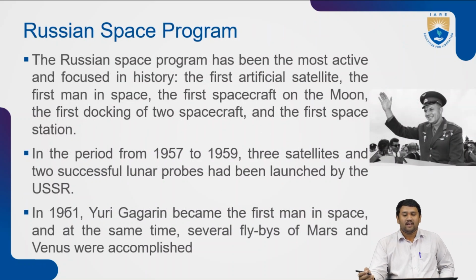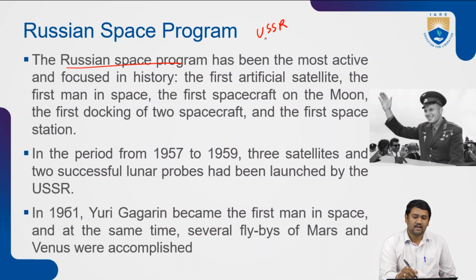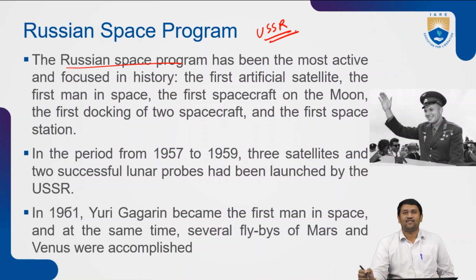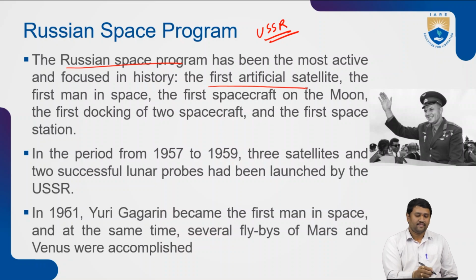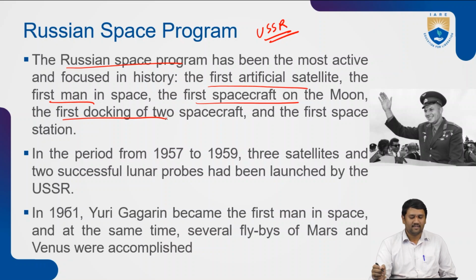Now, before going to others, we'll divide ourselves into the Russian, US as well as other space programs, so that you will better understand the different timelines through which the development has been made. Right? The Russian space program, earlier, before the division, also called USSR, was the most active and focused in history, because it has the credit of launching the first artificial satellite, first man in space, first spacecraft on the moon, the first docking of 2 spacecraft and the first space station. All these firsts in the history of space are credited to Russia, partly under USSR and partly under Soviet.